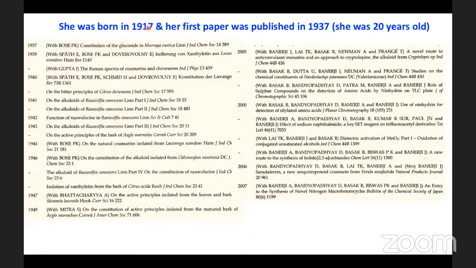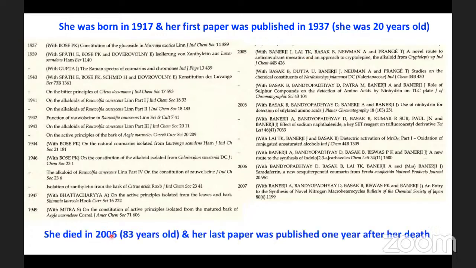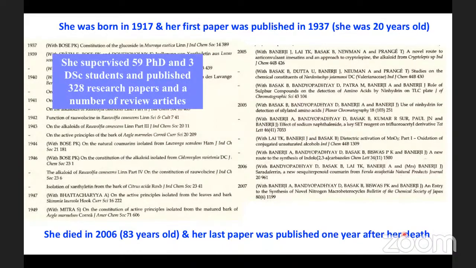She was born in 1917. So when she was 20 years old, she published her first paper. This is 2007. She died in 2006, at 83 years old. And her last paper was published 1 year after her death. So almost for 60 years, she continuously published papers. She published about 330 papers. She supervised about 60 PhD students and 3 DSc students.